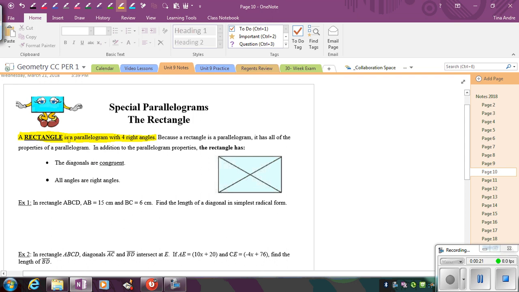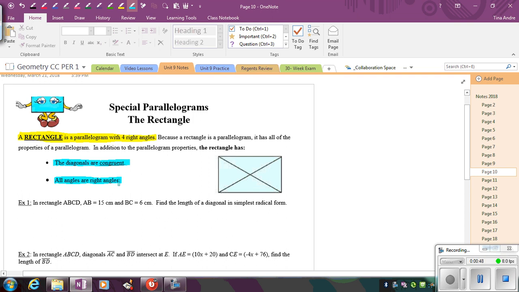These are true for a rectangle. Also, if you think about where a rectangle is located on the flow chart, it's below an isosceles trapezoid and a parallelogram, so really it's inheriting both sets of properties. Looking at some new properties for a rectangle, in addition to all of the parallelogram and isosceles trapezoid properties, it also has congruent diagonals and all angles are right angles.